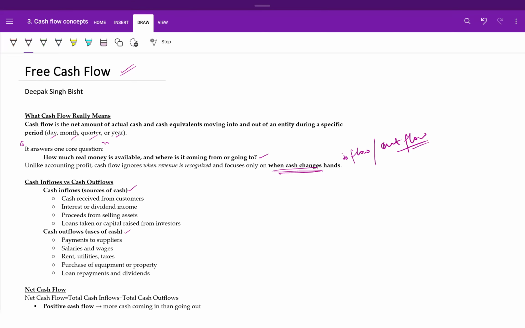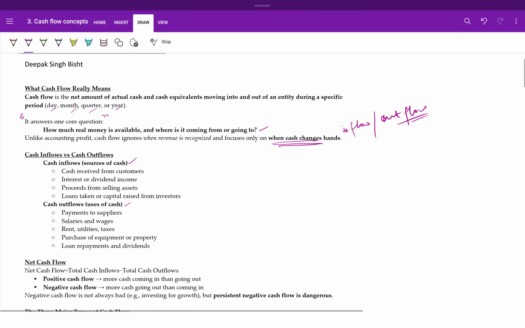For the cash inflows, I have listed some basic examples here. Cash inflows are represented by cash received from customers, interest or dividend income, proceeds from selling assets, loans taken, or capital raised from investors. Because we are receiving money here, these are all examples of cash inflows.